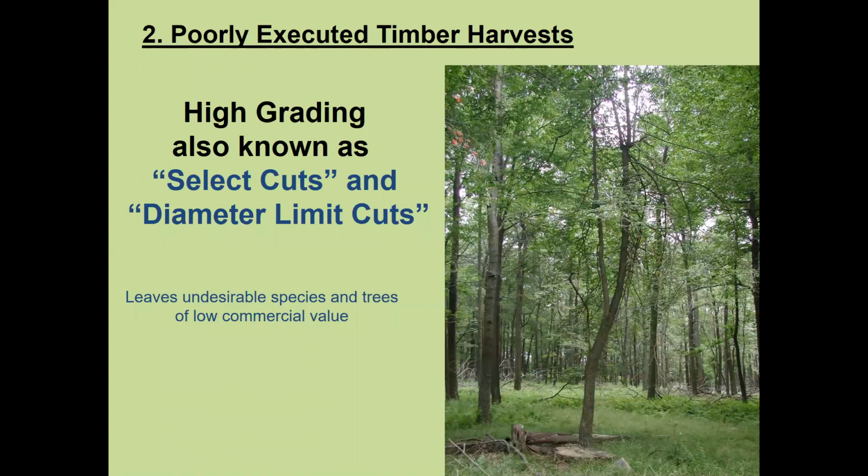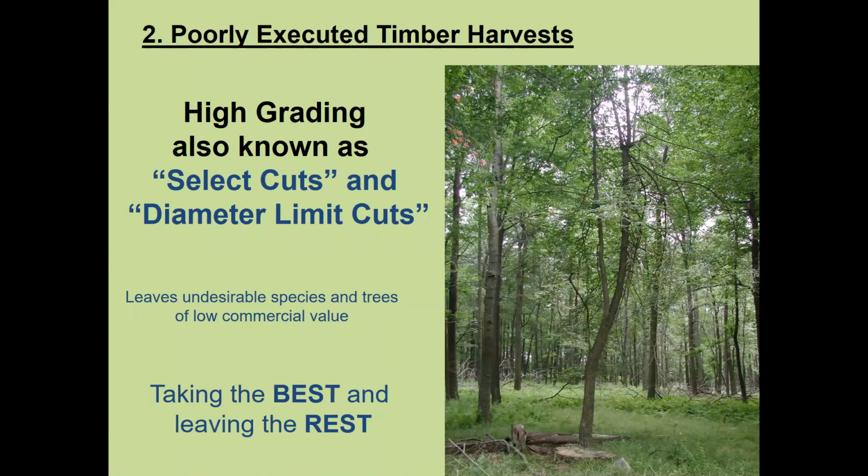So you see in this image here, the large stump right here, this was a northern red oak stump. This is a black gum. And so you can see how poorly formed the black gum stem is there. So this was a high grade where we're taking out the most commercially valuable species and leaving undesirable trees or trees with low commercial value, often referred to as select cutting or diameter limit cuts. And we can say, you know, it's taking the best and leaving the rest.